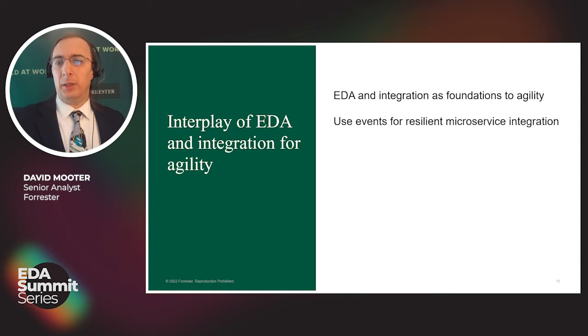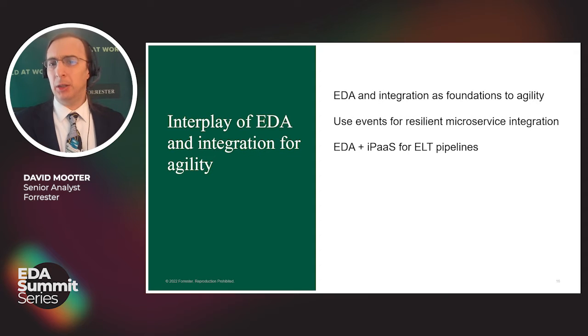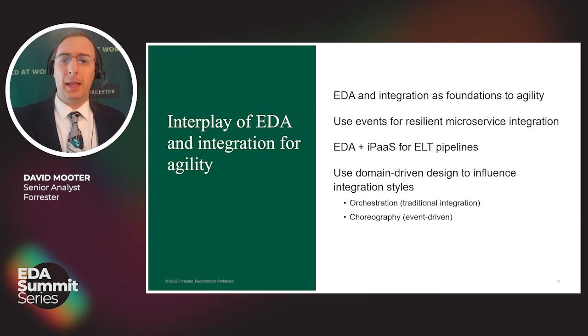Also, events for resilient microservice integration. Microservices are also key for agility, but you cannot have resilient microservices without event-driven architecture. EDA plus iPaaS for ELT pipelines. You can make better ELT pipelines by having these two complement each other. And fourth, using domain-driven design to influence your integration styles. There's orchestrations, your traditional integration through tools like iPaaS, and then choreography is your event-driven integration. And these two work well together to improve your agility, particularly if you're taking a domain-driven design approach to your integration, which you should be.